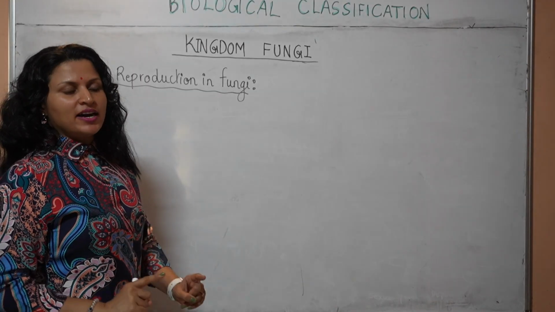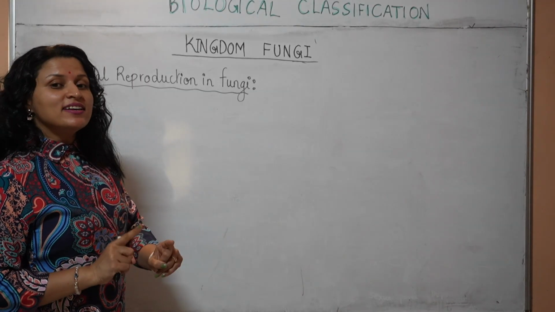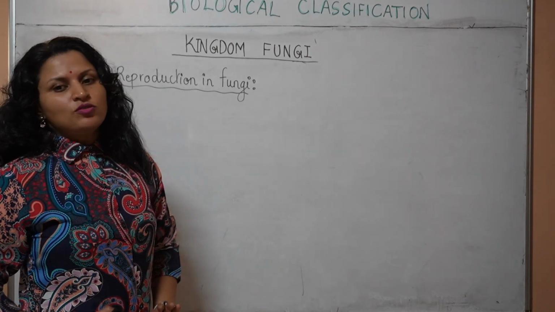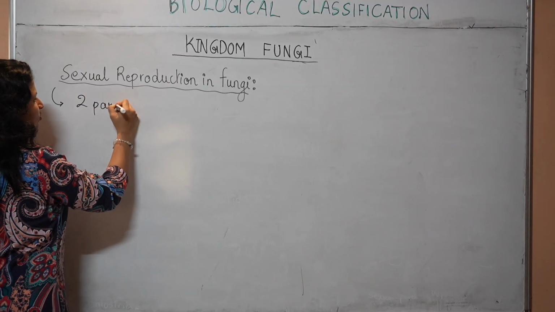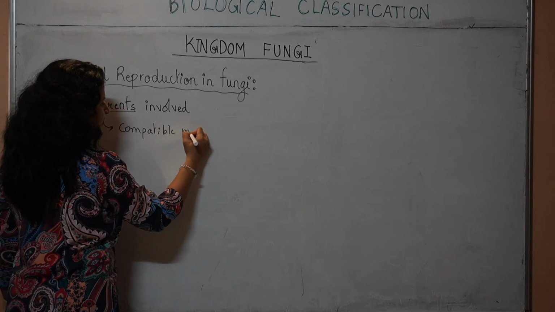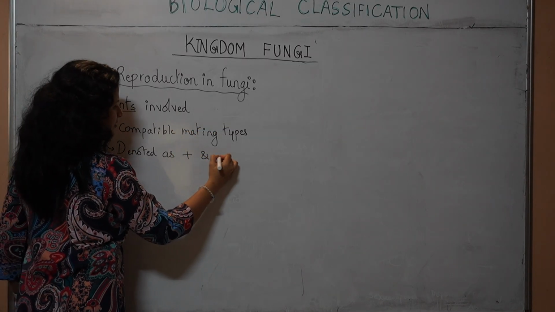These two parent fungi are called compatible mating types because they are genetically compatible to mate with each other. They cannot be any random two fungi. Two parents are involved. These two parents are called compatible mating types, denoted as plus and minus.